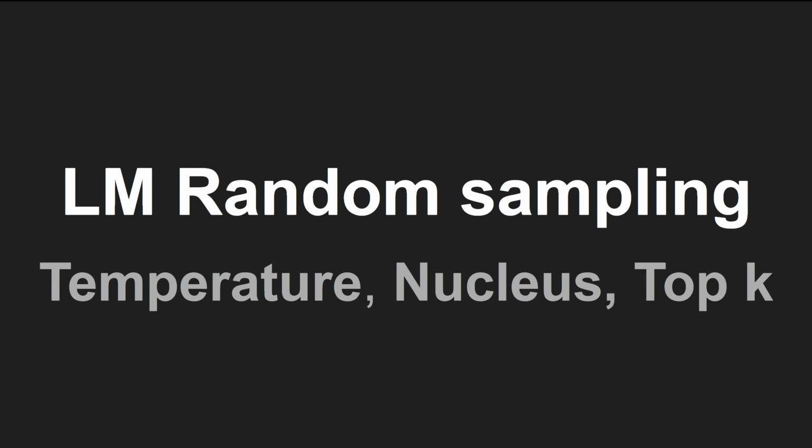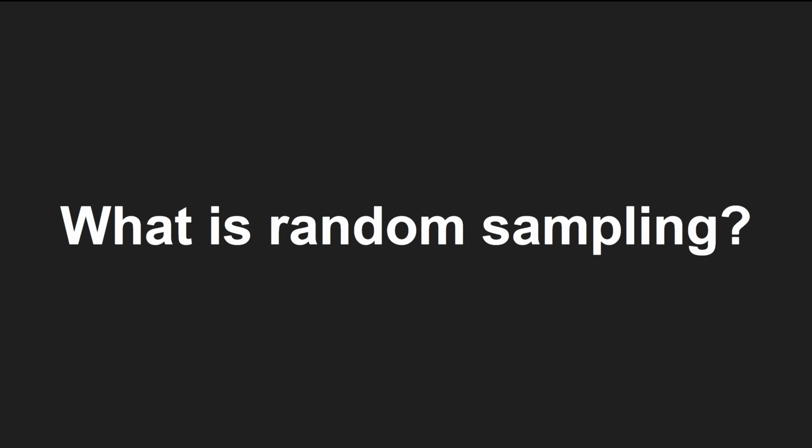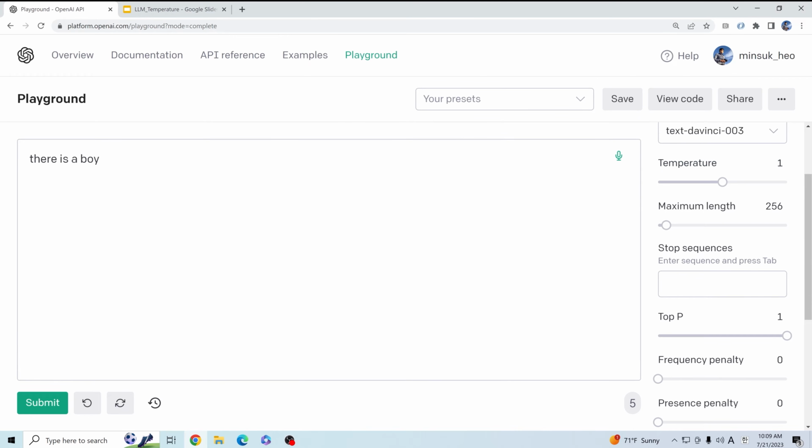Hello, today we will learn about random sampling, which is a key algorithm of the LLM. Random sampling is used in LLM to select next word prediction. LLM chooses possible words randomly, and today we will learn about the most popular random sampling logic these days.